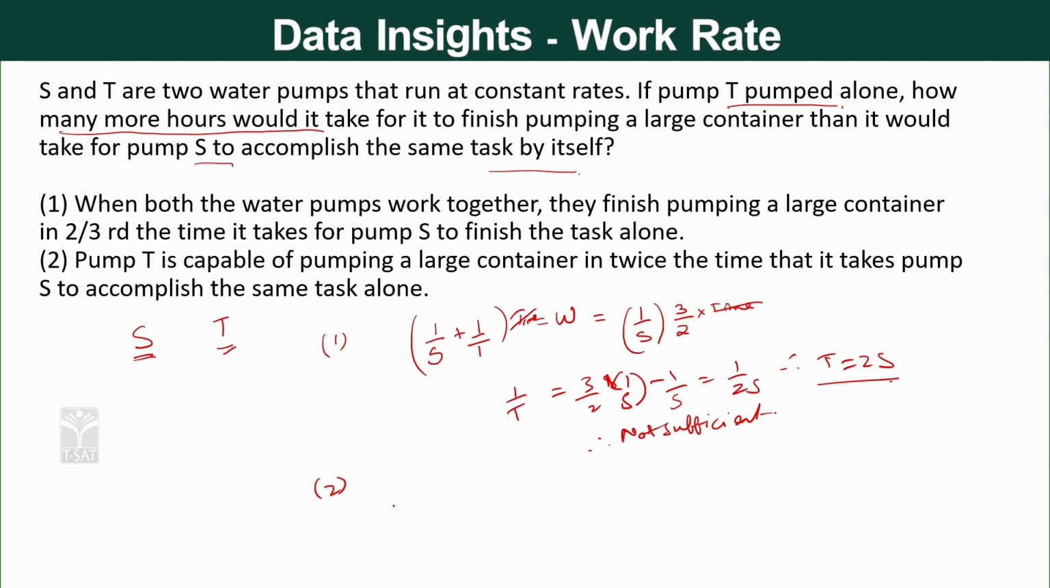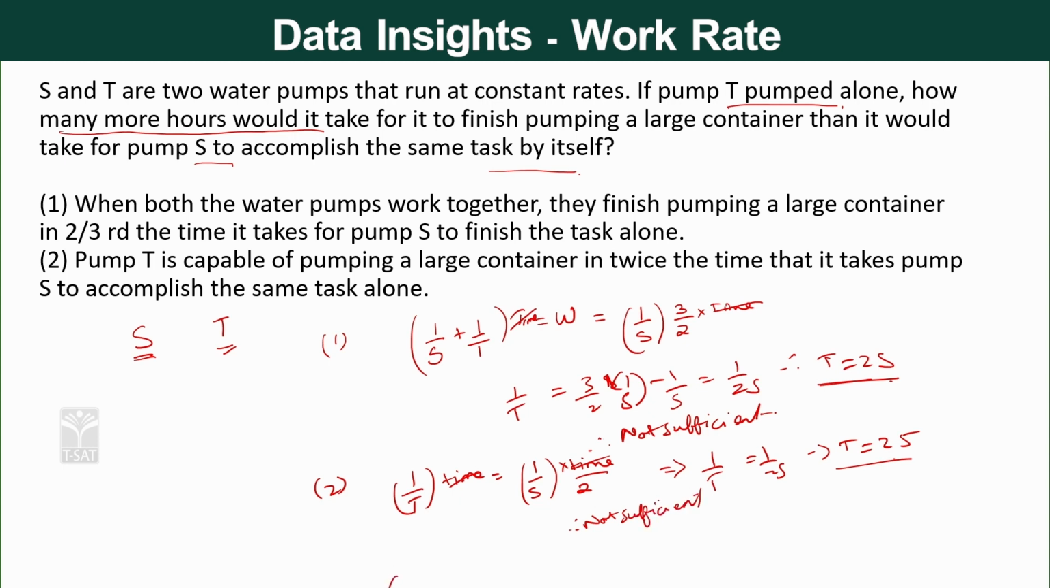Statement 2 is telling us that pump T is capable of pumping a large container in twice the time that it takes pump S to accomplish. So, 1 by pump T into time is equal to the time that S will take, it is taking twice the time that it takes pump S to accomplish the task alone. So, in reverse it will be time by 2S, it will take half the time. This again means time and time get cancelled, 1 by T is equal to 1 by 2S, which implies T is equal to 2S. We are getting the same conclusion as above, and we have no information about T and S. So, this is also not sufficient to answer the question.